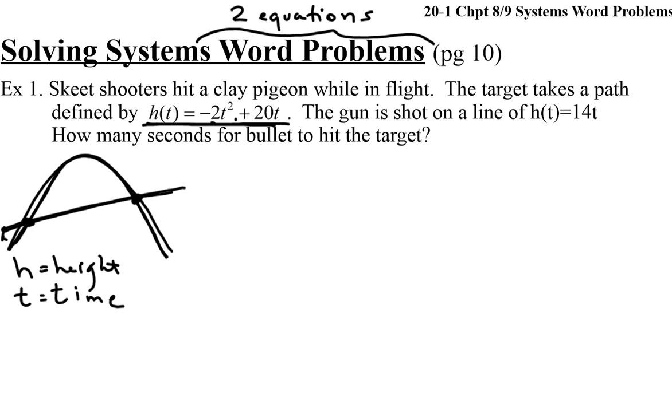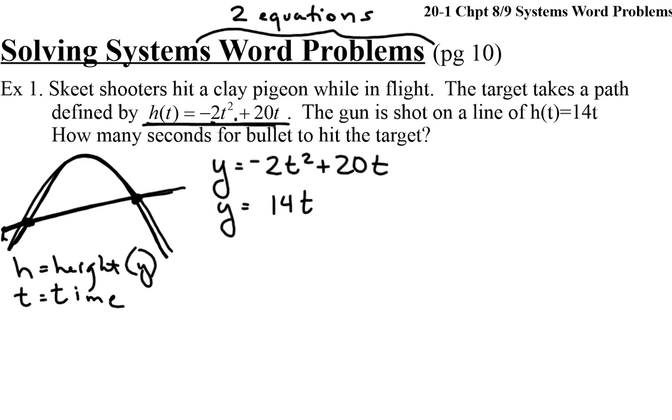But what's nice with this one, as long as we can see what's happening, instead of going H at t, the height at a certain time, I'm going to turn it into an equation. y is equal to -2t squared plus 20t, and the gun is shot where y, and y again, would be the height, so that's our y. The height is based on 14t. Now, graphing it, you could graph it to check, but algebraically is how we should solve it.